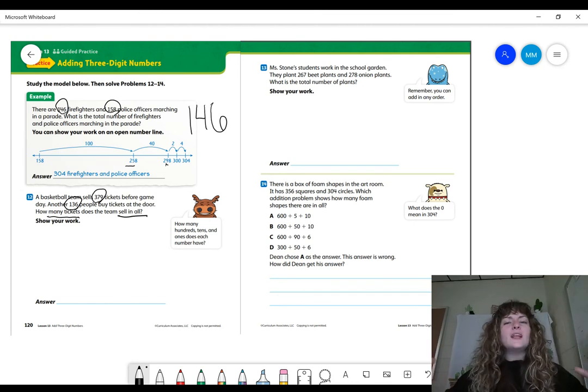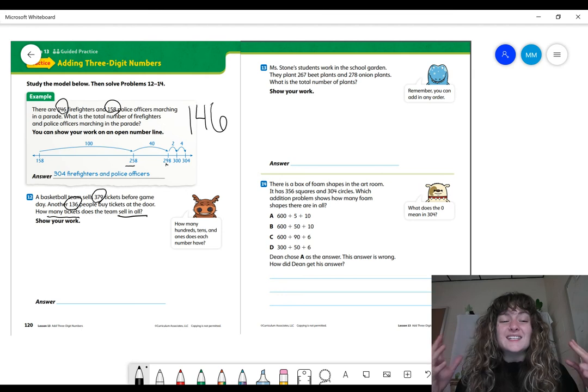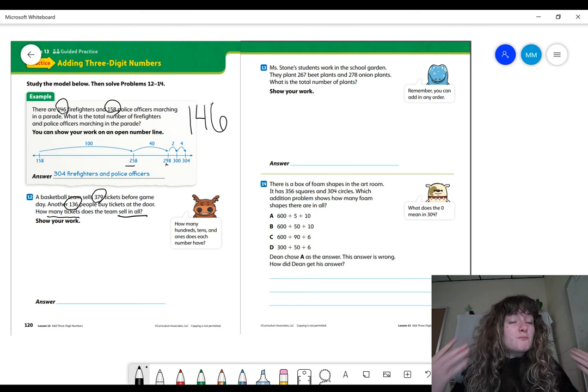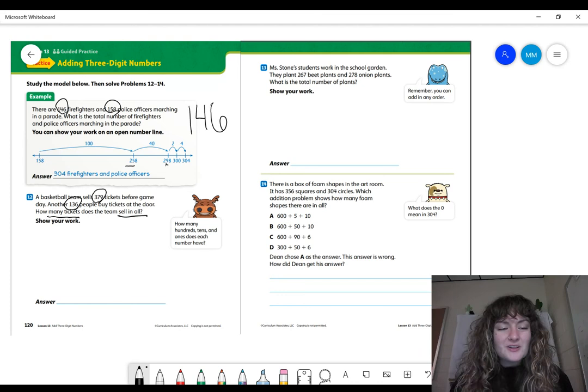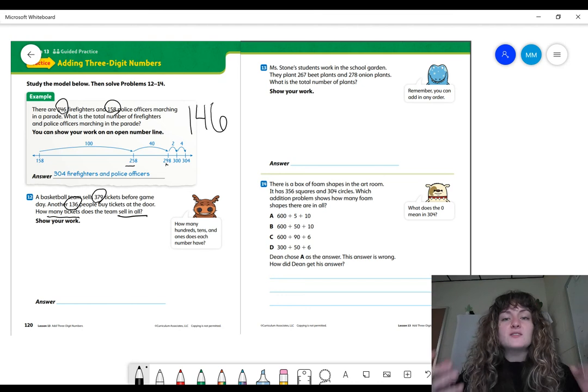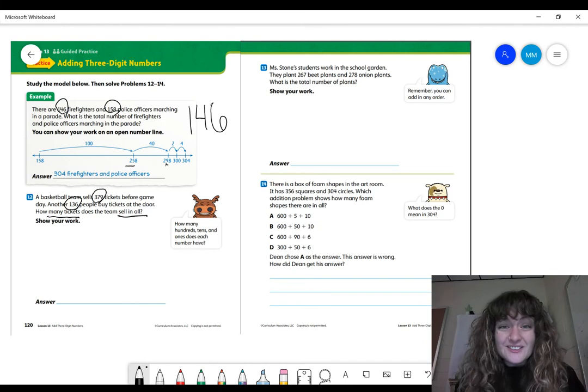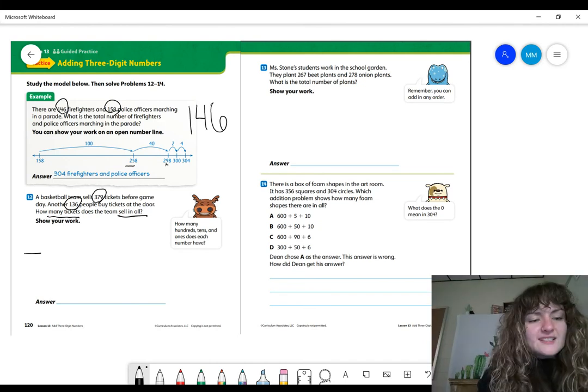So if it's wanting to know how many are all together, what kind of problem are we solving? Are we solving an addition problem or a subtraction problem? We're solving an addition problem. So we are putting the two numbers that the word problem gave us together. We're putting those two parts together to find our whole. But we are going to use an open number line. So looking at our parts, which number is bigger? 379, right? So 379 is going to be the start of our open number line.